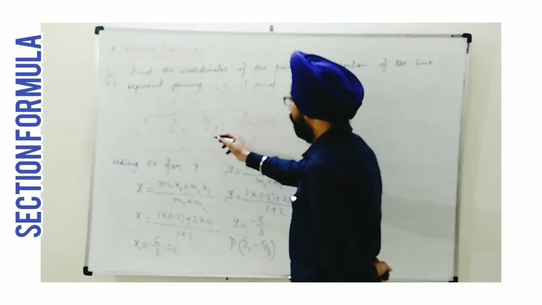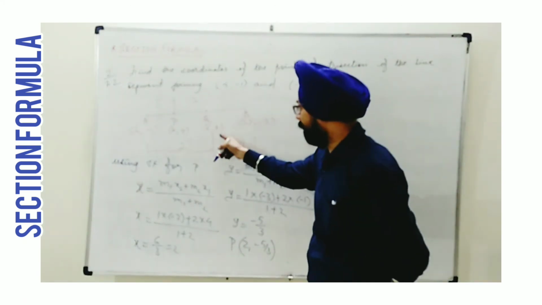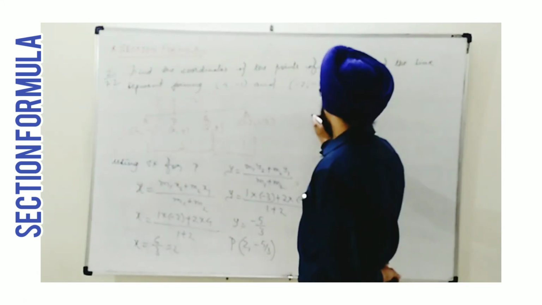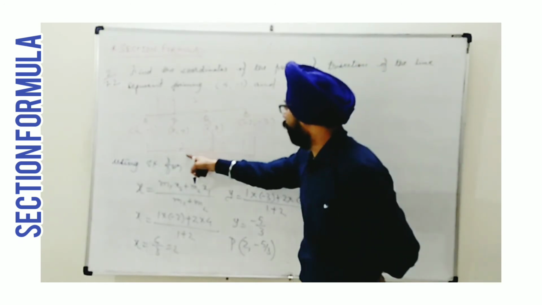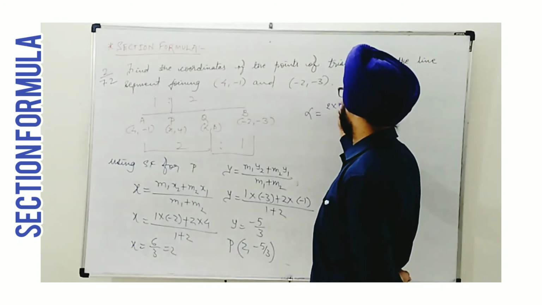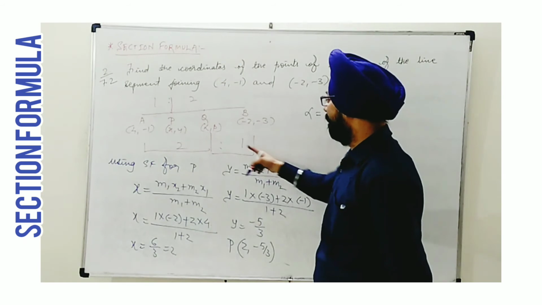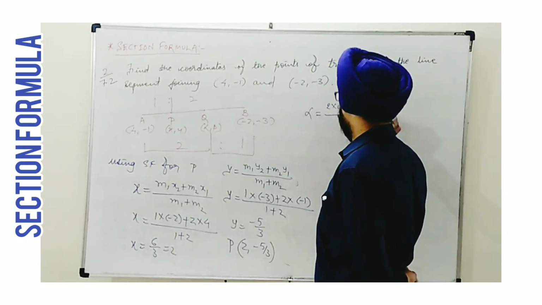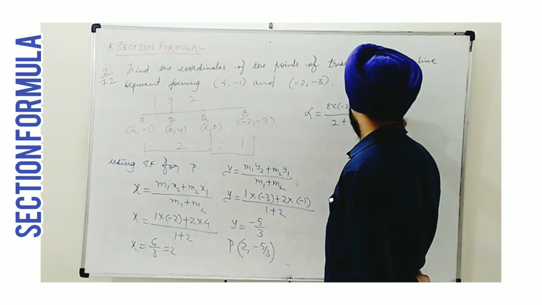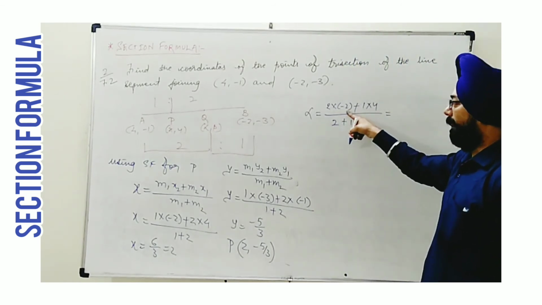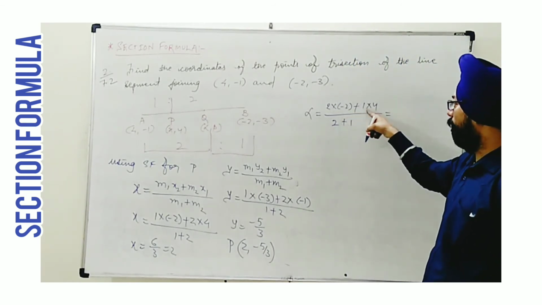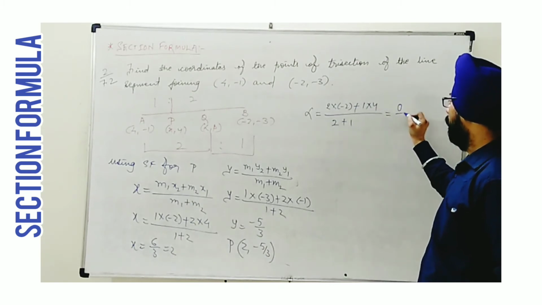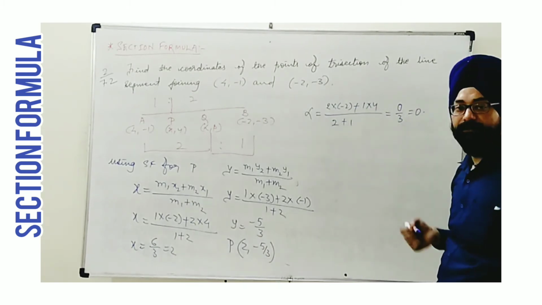So similarly we can take, only the ratio is to change. The ratio will be now 2:1. So alpha will be obtained as 2 multiplied by -2 plus 1 multiplied by 4, upon the sum of them. It comes -2 and 2, -4 plus 4, 0 upon 3. So finally we get 0.